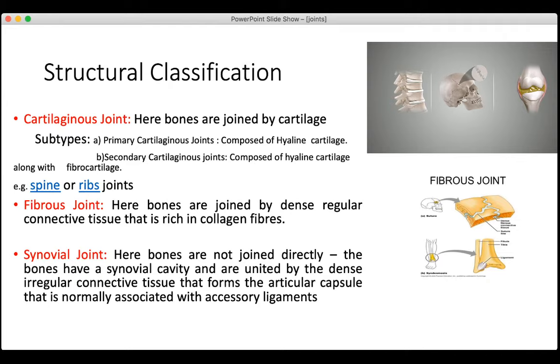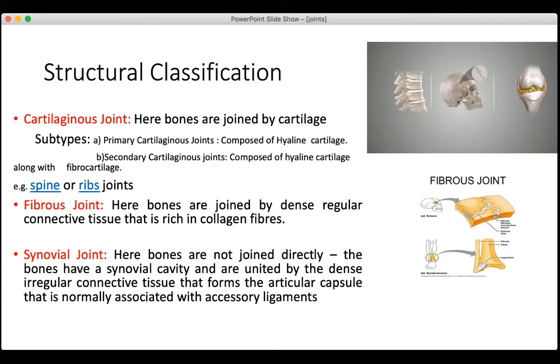Cartilaginous joints allow slight movements. Fibrous joints don't allow any movement. And the third category is synovial joint. These joints allow maximum mobility, and these are the ones which are most injured during sports. The examples are knee joint and your shoulder joints. Now these synovial joints have multiple groups, a sub-classification that I'll discuss on later slides.